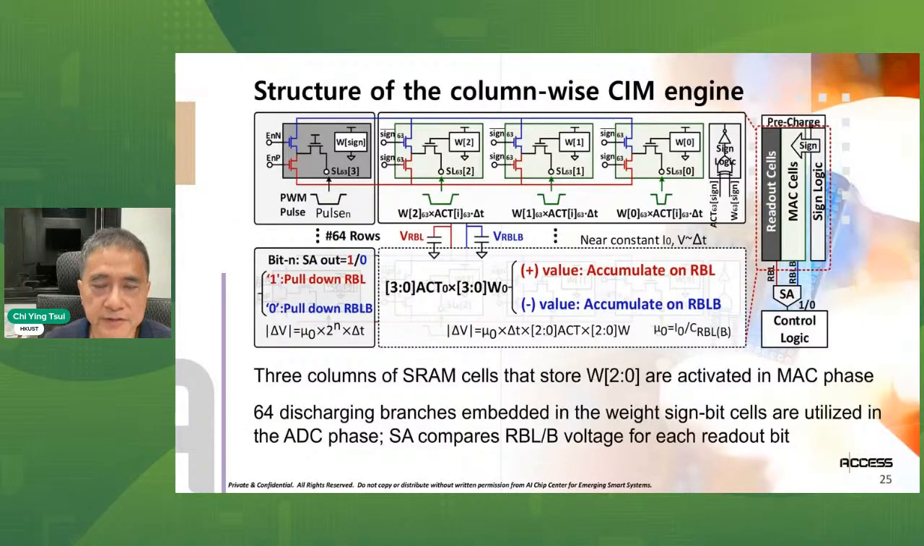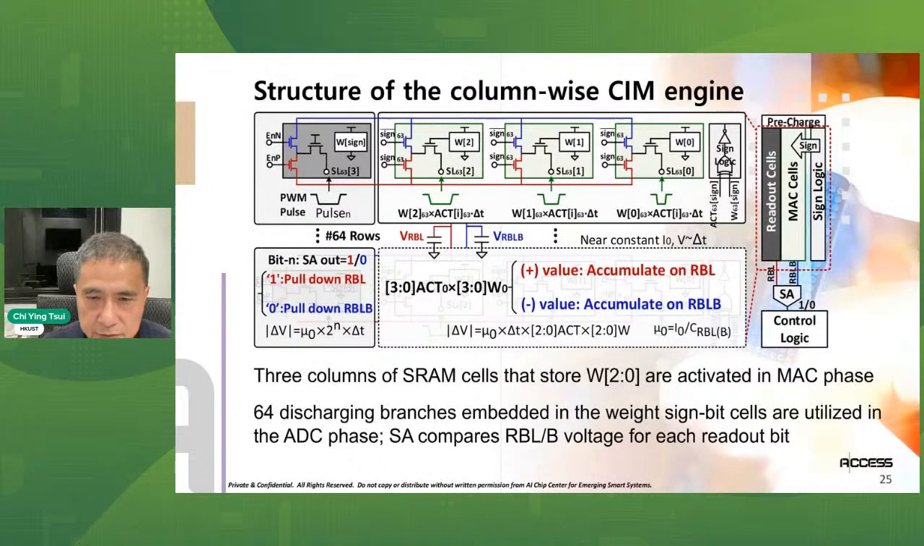So altogether, the overall flow is like this. This is one row that has the sign bit here, and also the 3 bits that represent the 4, 2, and 1 magnitude. Now the pulse gets into each bit, and it depends on the weight of the location, times the activation, and times delta t. Delta t is the minimal time, representing the minimal resolution. Then depends on the sign, we are going to discharge the read line and read line bar, based on the multiplication of the 3-bit activation and the 3-bit weight.